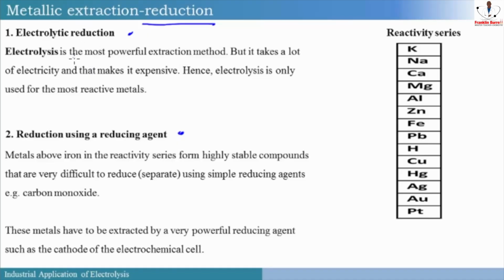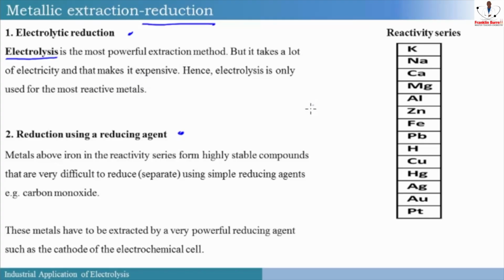Now the process of electrolysis is a very powerful method used to extract metals from their compounds. That is to separate the metal from the non-metal. Remember that the metal and the non-metal are bonded strongly through very strong ionic bonds. So the very powerful method of electrolysis is the best method to separate the ions.